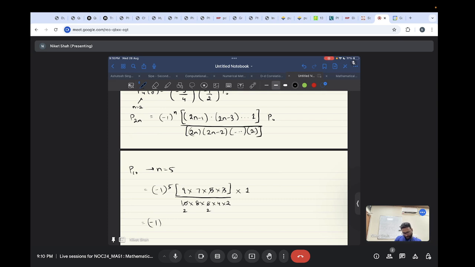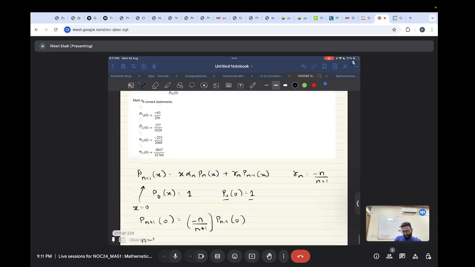Right, so what I have is 63 in the numerator divided by 4 to the 8. 8 is a 64. 64 into 4, 256. That's my P10, which is the answer here.